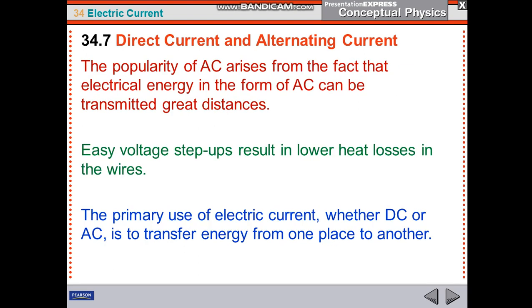The popularity of AC, meaning alternating current, arises from the fact that electrical energy in the form of alternating current can be transmitted great distances. Easy voltage step-up results in lower heat losses in the wires. So the primary use of electric current, whether DC or AC, is to transfer energy from one place to another.